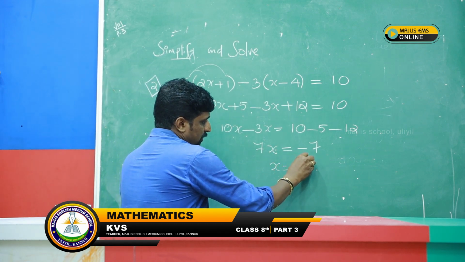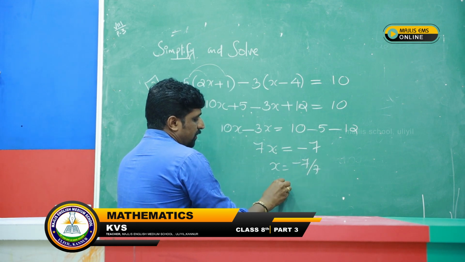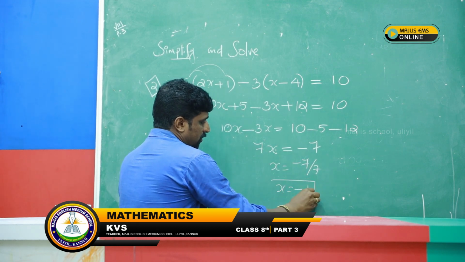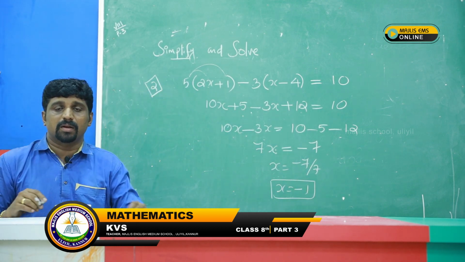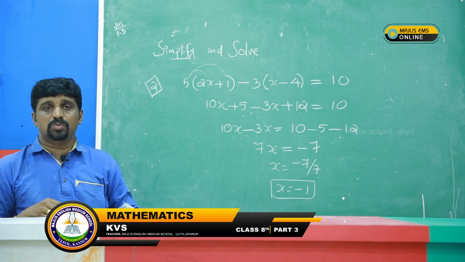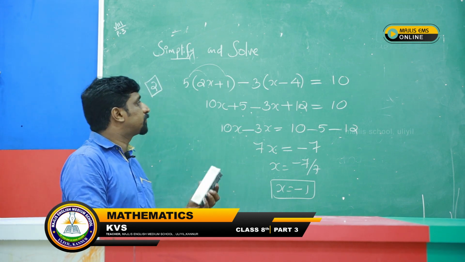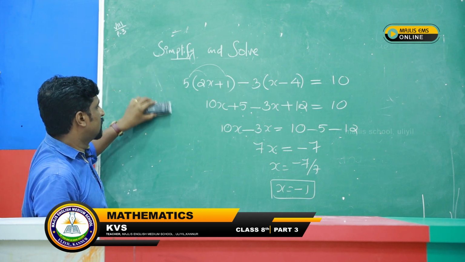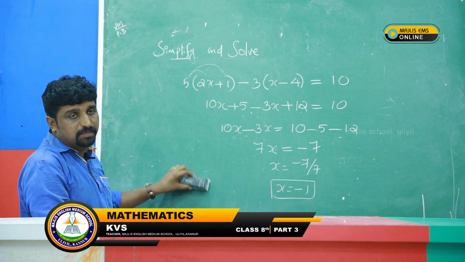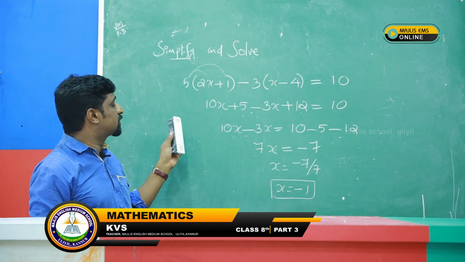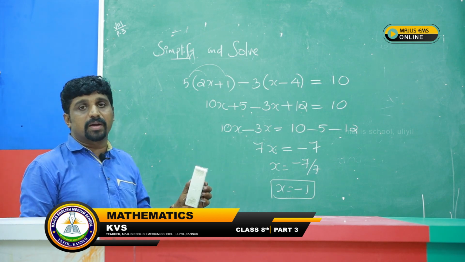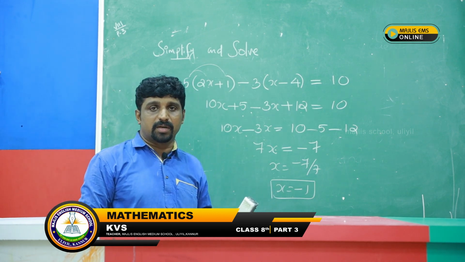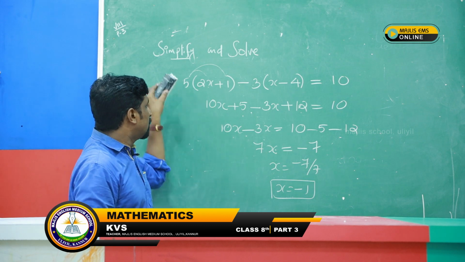Then x is equal to minus 7 by 7. You got the answer x is equal to minus 1. Like that we can find the answer, x is equal to minus 1. First we remove the bracket after multiplication, then we can solve like this. The variables we take to one of the sides, and after that we proceed like that.